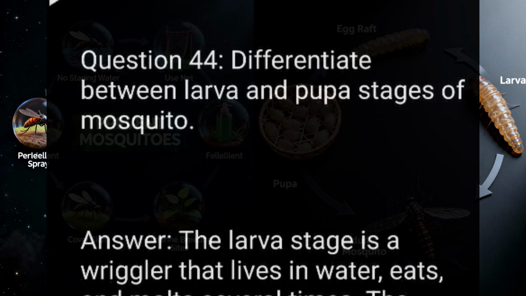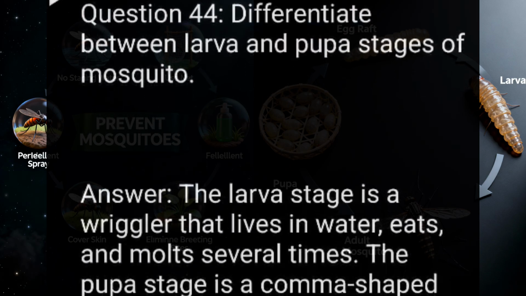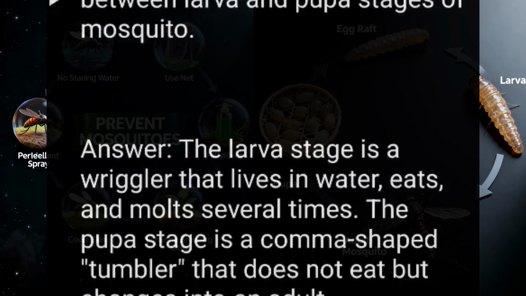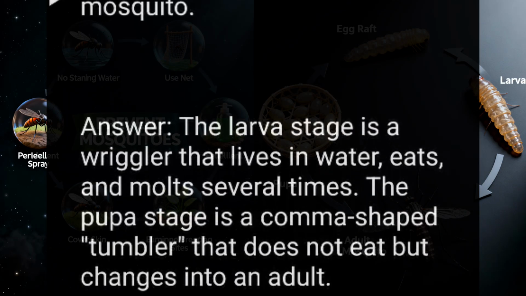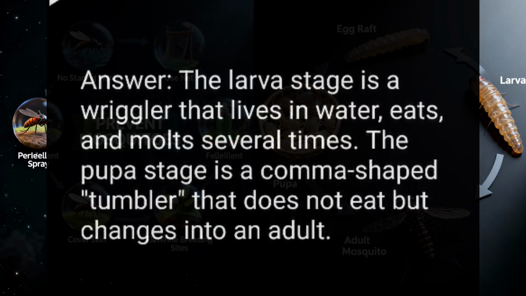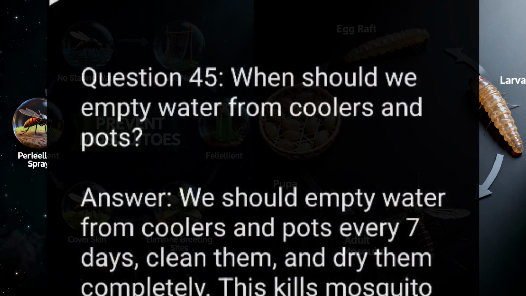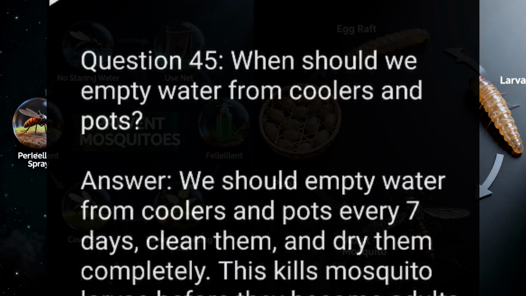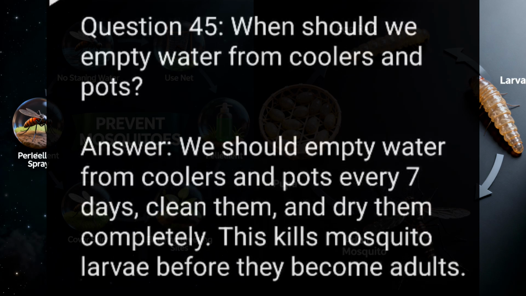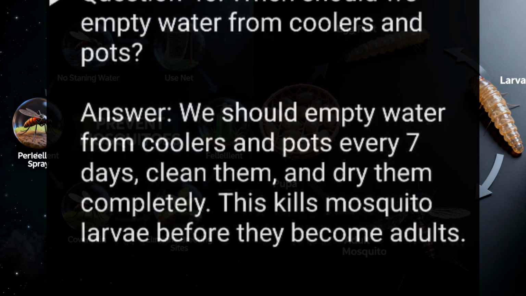Question 44. Differentiate between larva and pupa stages of mosquito. Answer. The larva stage is a wriggler that lives in water, eats, and molts several times. The pupa stage is a comma-shaped tumbler that does not eat but changes into an adult. Question 45. When should we empty water from coolers and pots? Answer. We should empty water from coolers and pots every 7 days, clean them, and dry them completely. This kills mosquito larvae before they become adults.